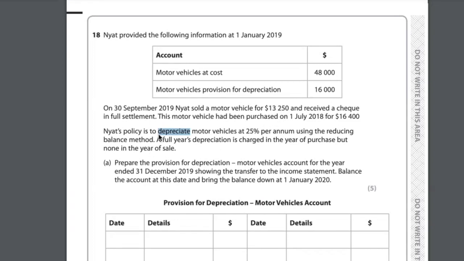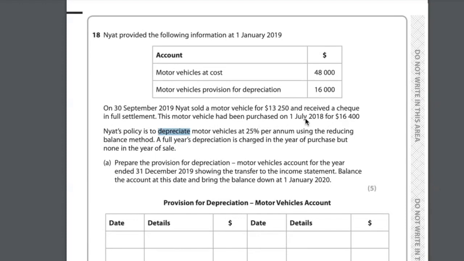Now, the company's policy is to depreciate motor vehicles at 25% per annum using the reducing balance method. And further, a full year's depreciation is charged in the year of purchase, but none in the year of sale. So look at that. This was bought when? 1st July 2018. This was bought, right? And this is the situation of 1st Jan 2019, right?